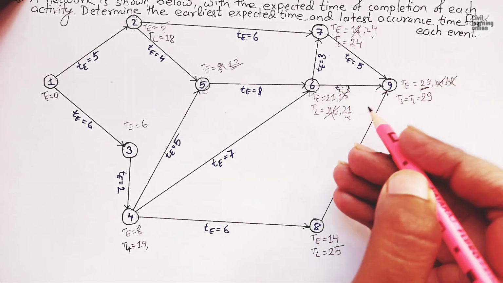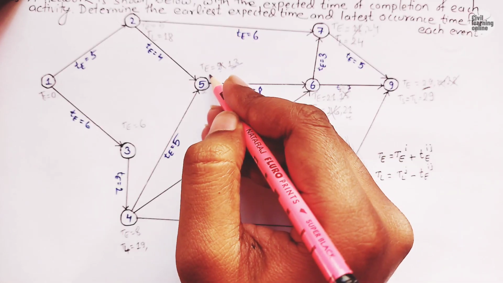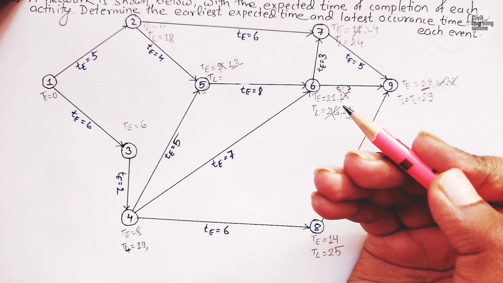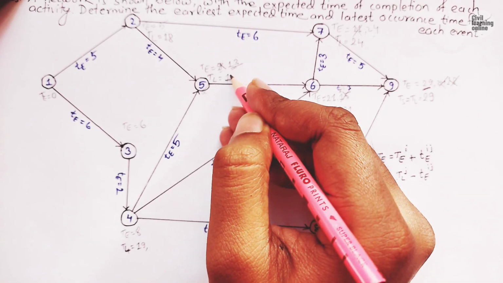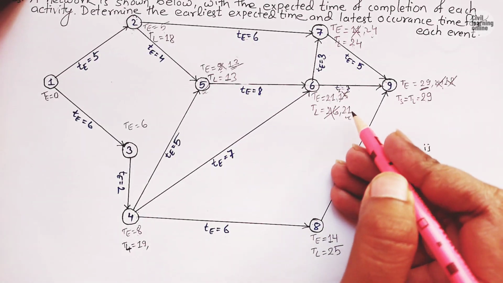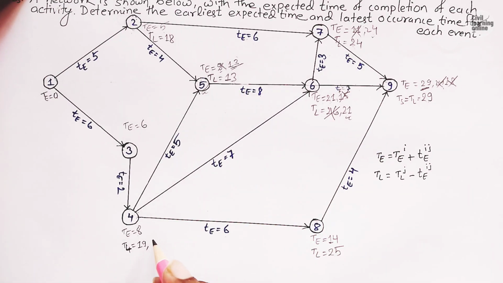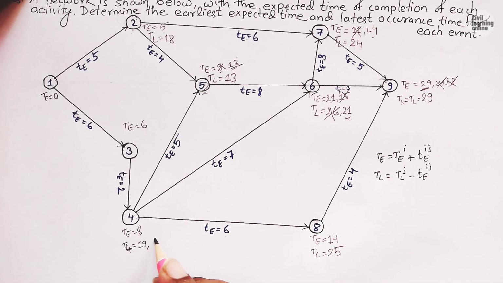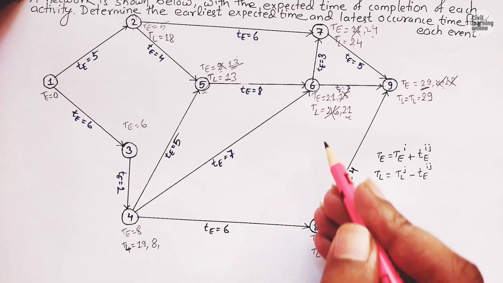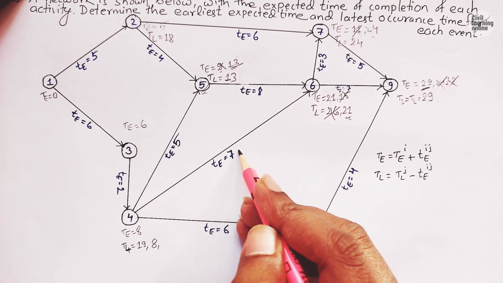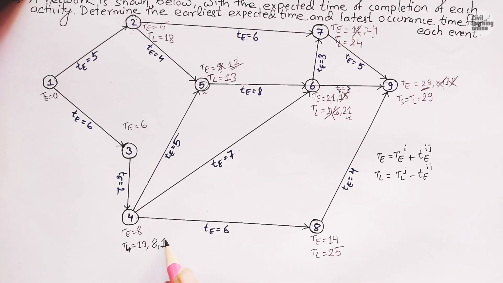Similarly, this 21 minus 8. TL equals 21 minus 8 is going to be 13. So here 13. Now 13 minus 5 is going to be 8. Similarly, this 21 minus 7 is going to be 14. And the least among these three is 8. So TL of event 4 is 8.